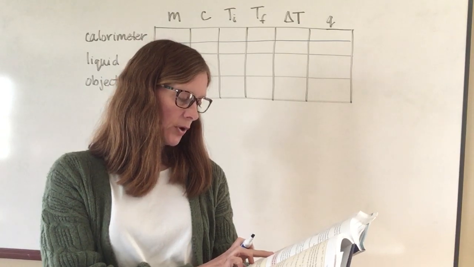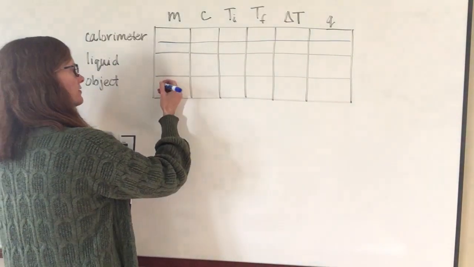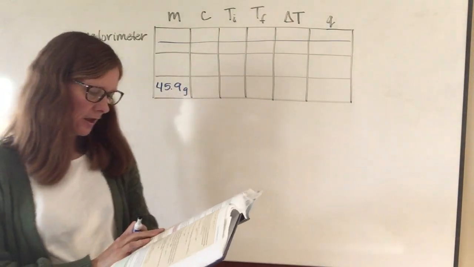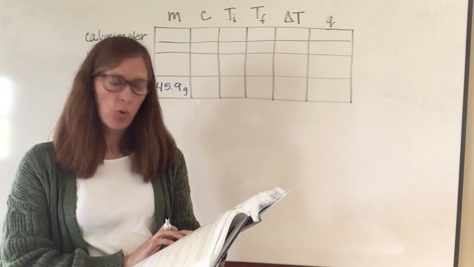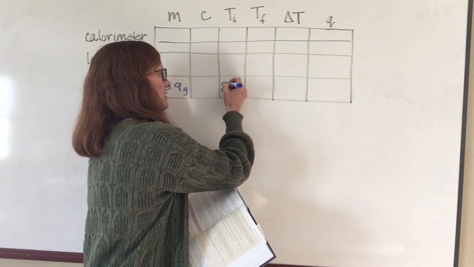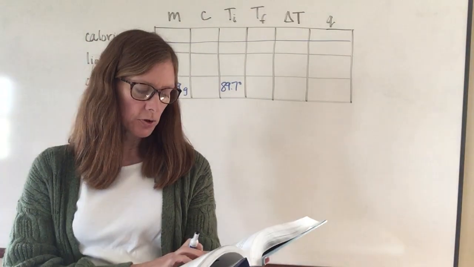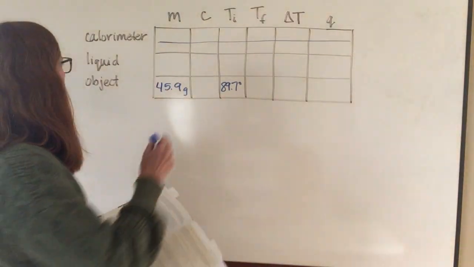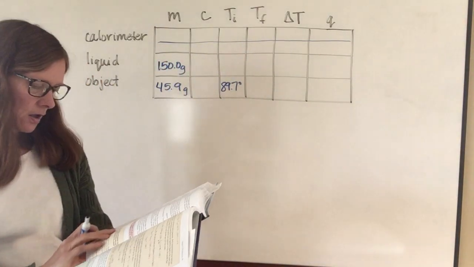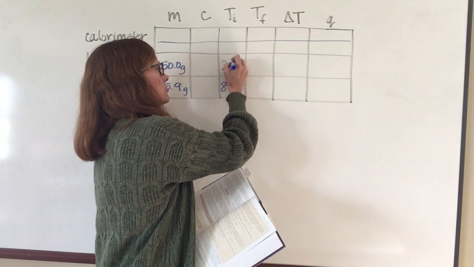So it says a 45.9 gram sample of an unknown metal. So that means I can go right in here. The mass of my object is 45.9 grams. Is heated to 89.7 degrees Celsius. Well, that's going to be the initial temperature. So I have 89.7 degrees Celsius here. And dropped into a calorimeter that contains 150 grams of water. Okay, so that's my liquid, 150 grams of water. The initial temperature of the water is 25 degrees Celsius. So that will go here.